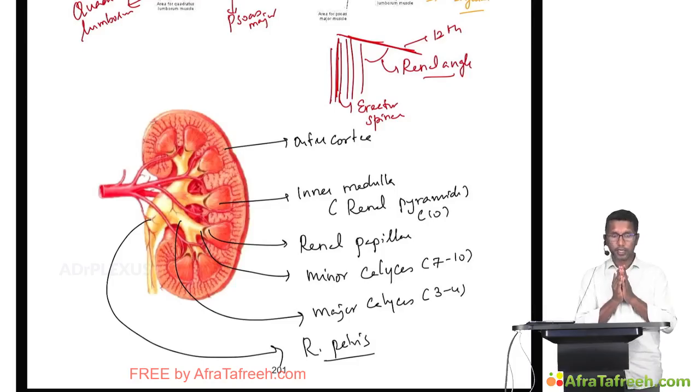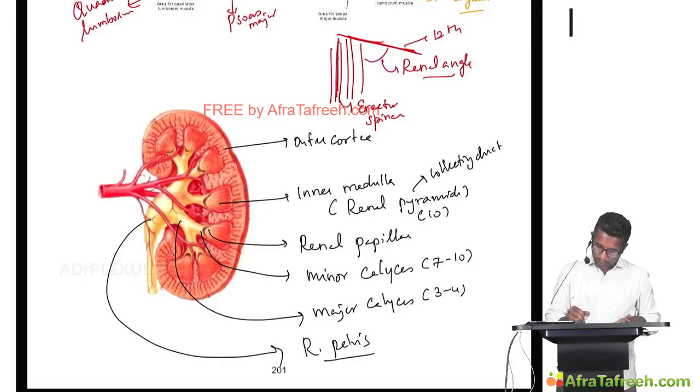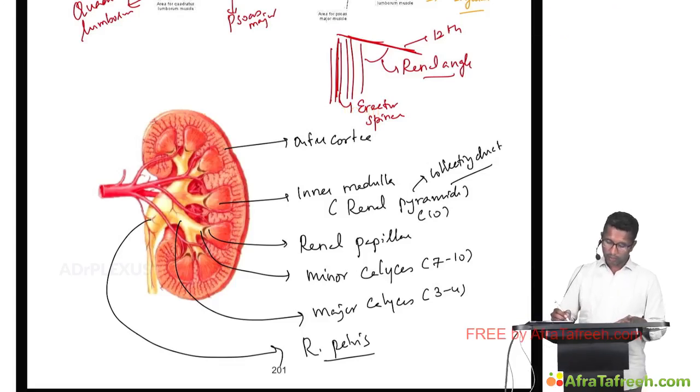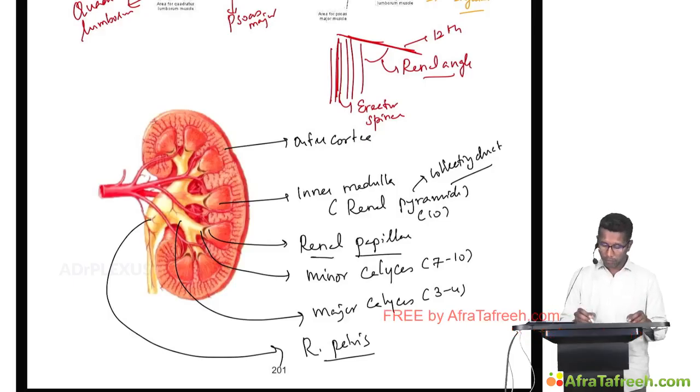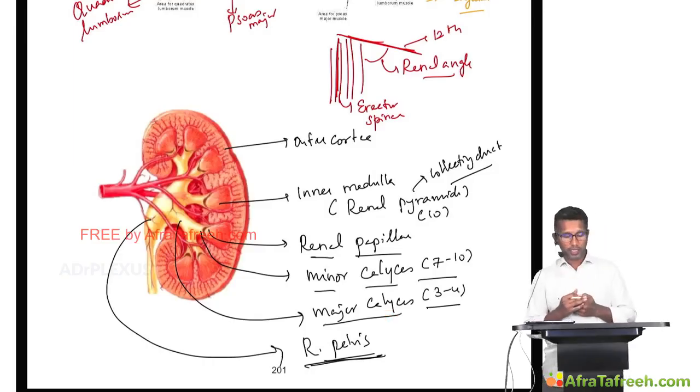Usually the renal pyramids contain mainly the collecting ducts. This is the area where you mainly see the collecting ducts, and these collecting ducts finally converge and form an apical projection called the renal papillae, and these renal papillae open into the minor calyces, which are 7 to 10 in number. They finally open into the major calyces, and then into the renal pelvis. So this is about the gross internal architecture of the kidney.